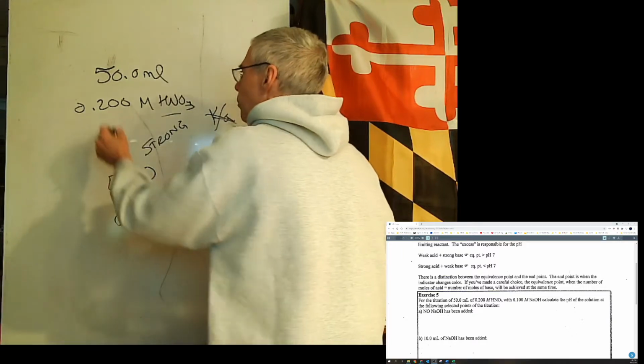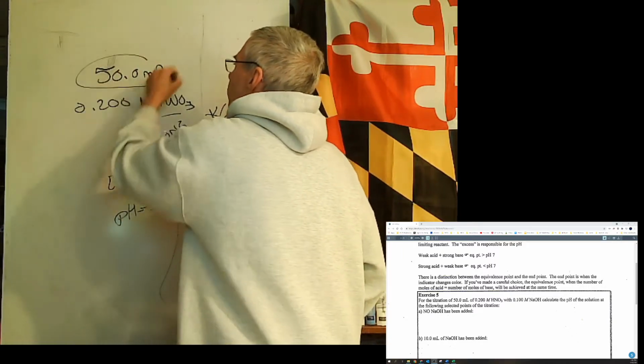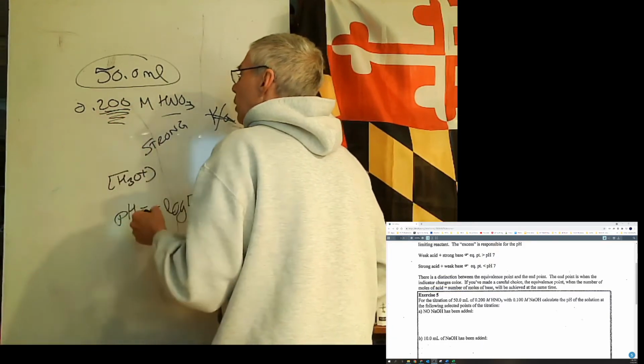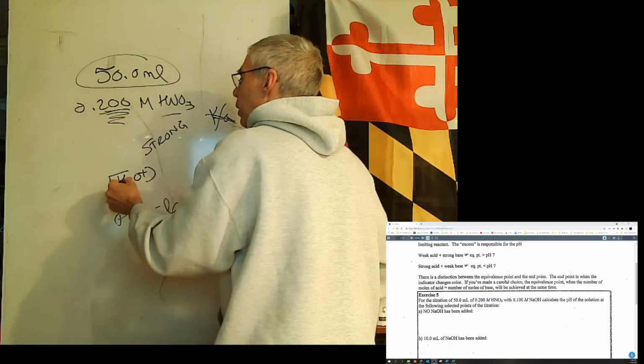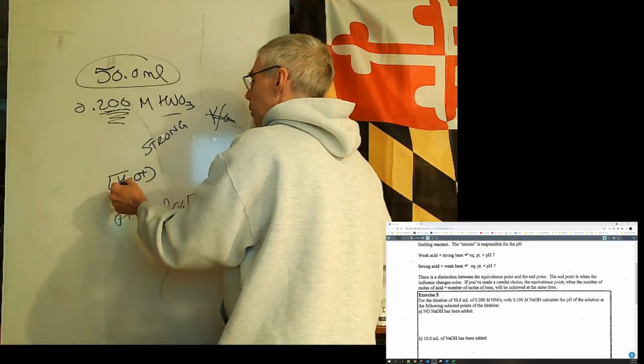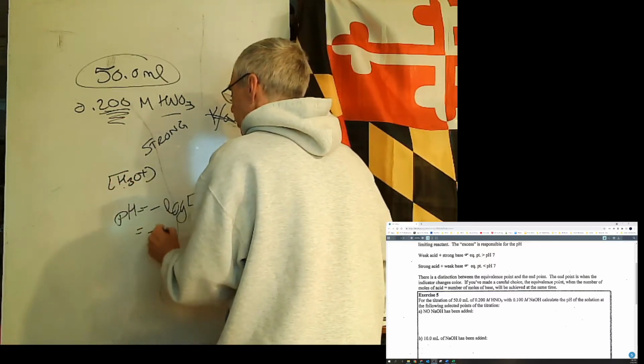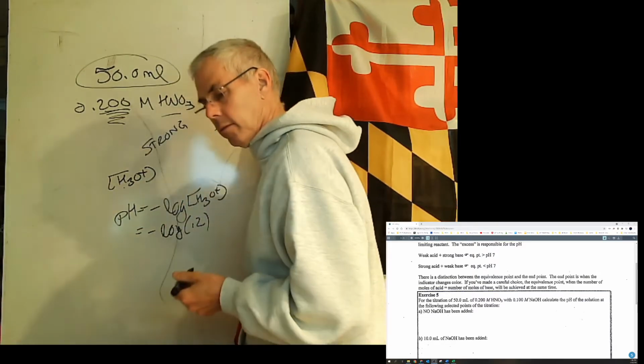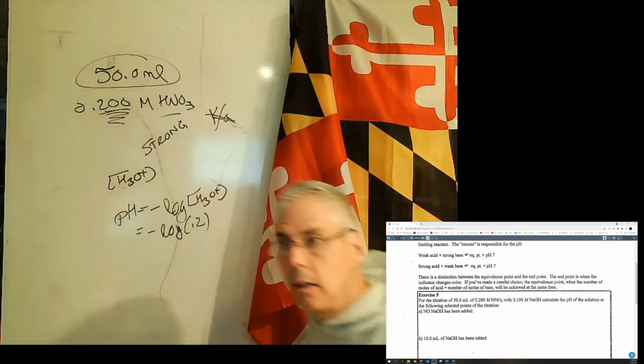So now here's the trick. You don't even need the 50 mils because this is the concentration of the acid. So therefore this is the concentration of H3O plus since it totally dissociates. Therefore our answer is simply negative log of 0.2, whatever that is. So that's all there really is to A.